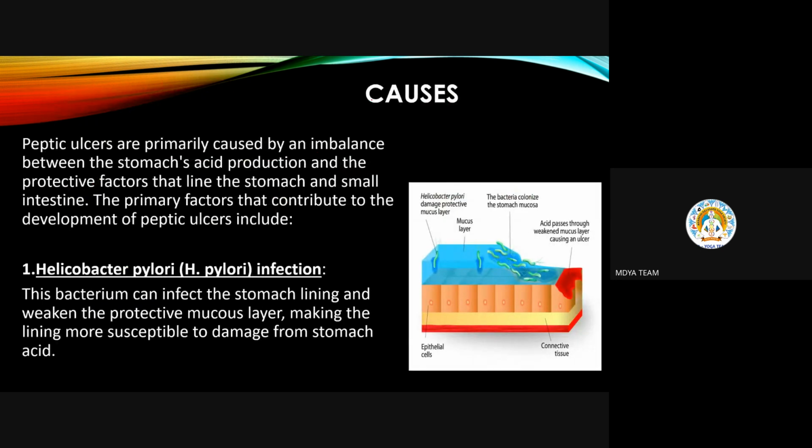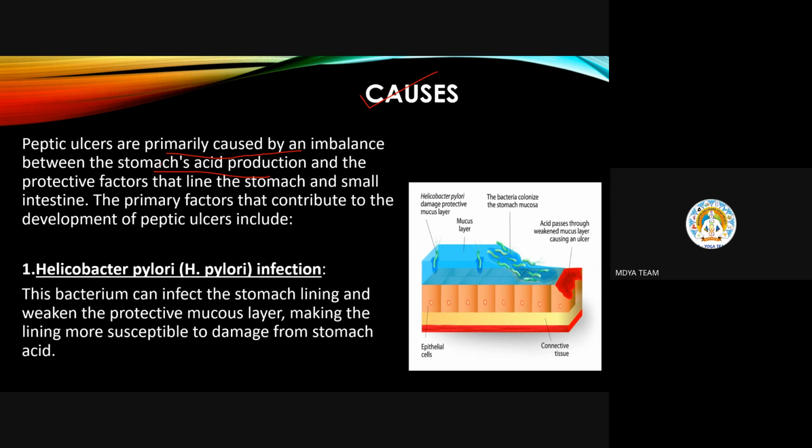What are the common causes of peptic ulcers? They are primarily caused by an imbalance between the stomach's acid production and its protection. Which acid is produced by the stomach? Can anyone tell? I told this before. Yes, hydrochloric acid, HCl.